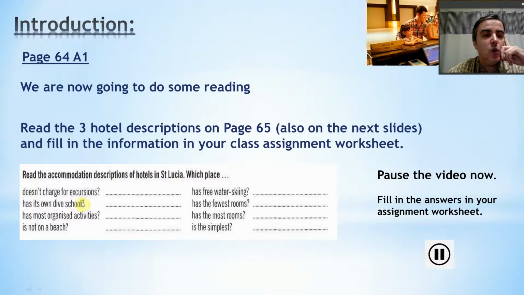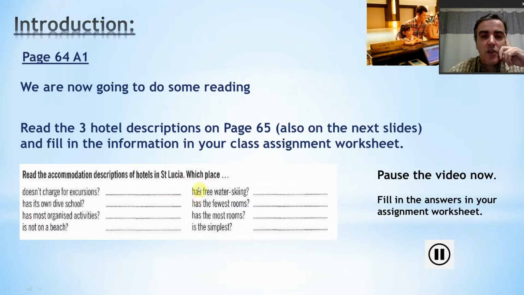Which place has its own dive school? Well, a dive school is a scuba diving or snorkeling center that organizes trips for that. Which place has the most organized activities? So activities being anything, water sports, it could be guided tours, anything like that. Which place is not on a beach? Not on a beach. So again, read the information and find that.